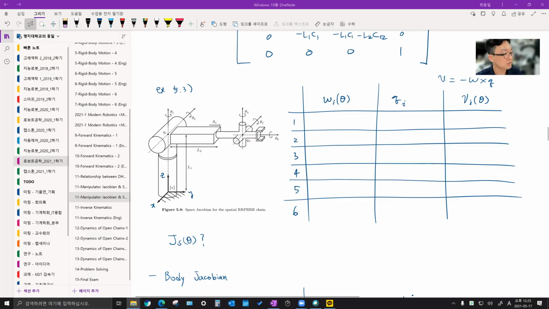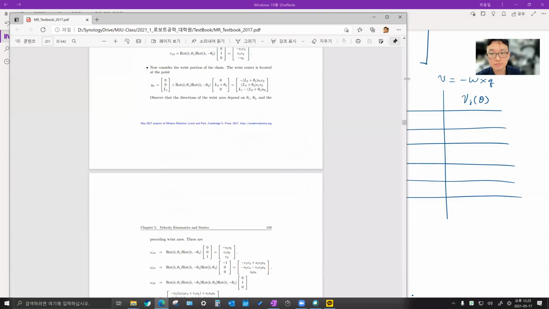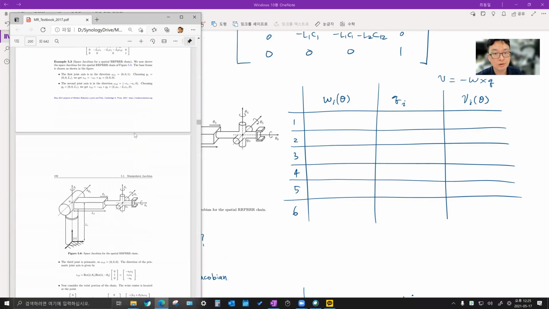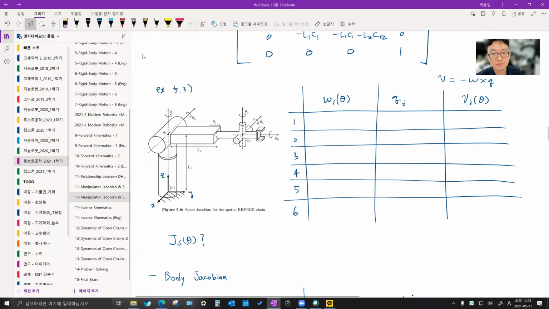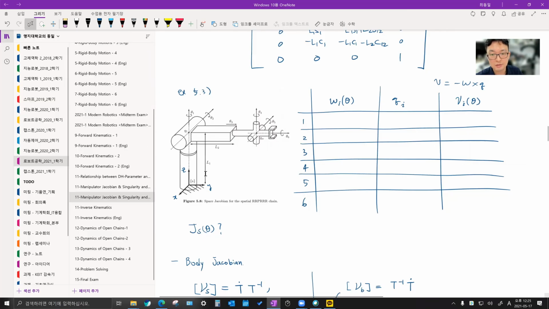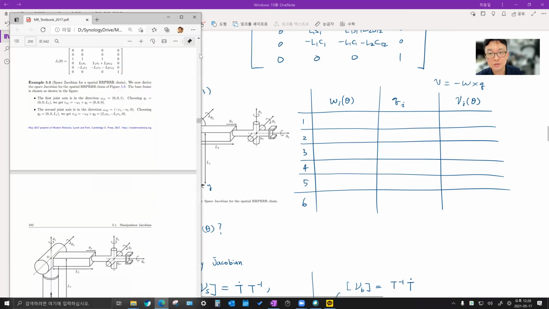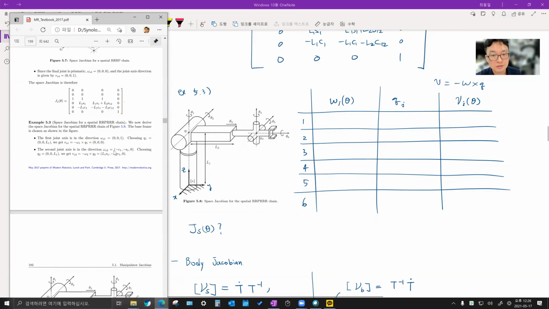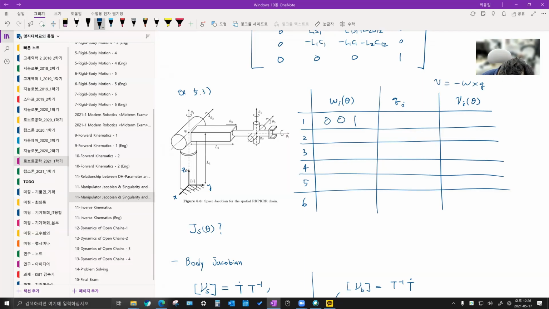Okay, let's continue to example 5.3. In case of 5.3, there is a rotational axis and there is a prismatic joint. So in case of theta 1, this one is a rotational axis along the z-axis. So it becomes simply 0, 0, 1.